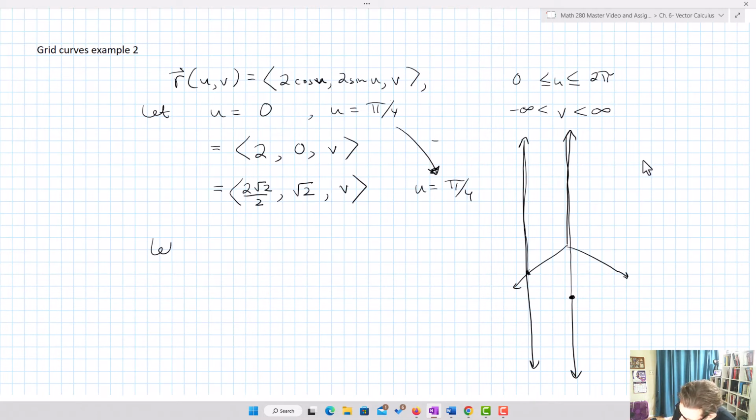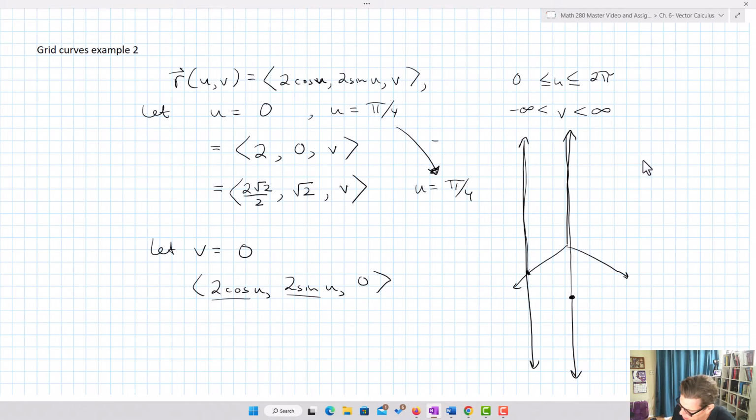Now, let's suppose we let v equal 0, to make things easy. Now we have 2 cosine u, 2 sine u, and 0. Just as a reminder of how this works, since we only have a single variable, we can use all of our other parametrization techniques that we had before.